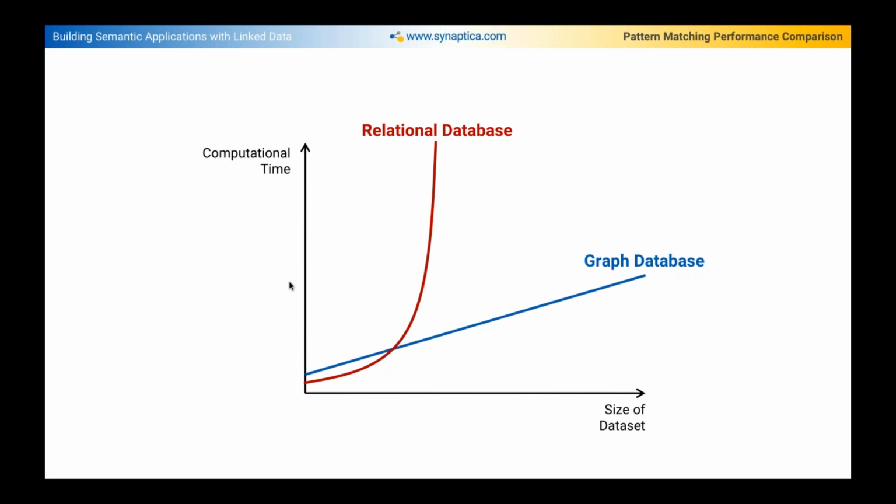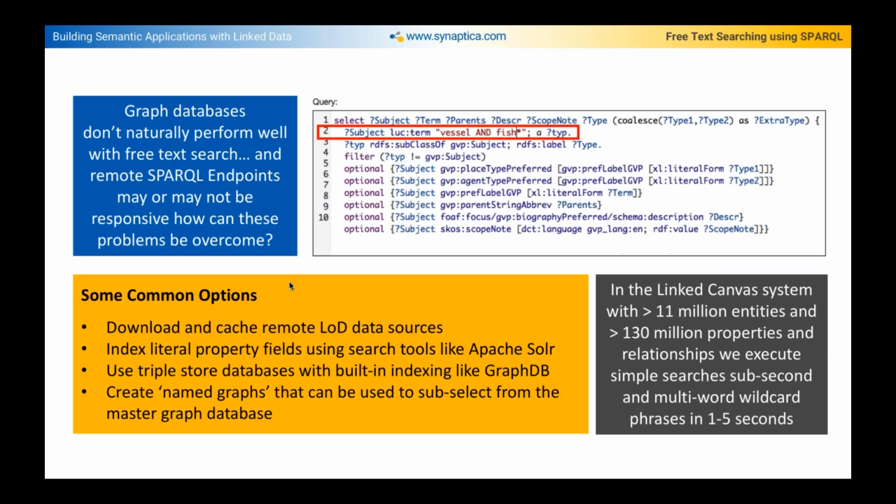Graph databases are not necessarily very good at free text searching. Native triple store repositories tend to be rather poor performers when it comes to free text searching. There are ways that you can overcome these problems, and we have experimented with tuning the performance in our application that I've been showing you today. We've done numerous different things.